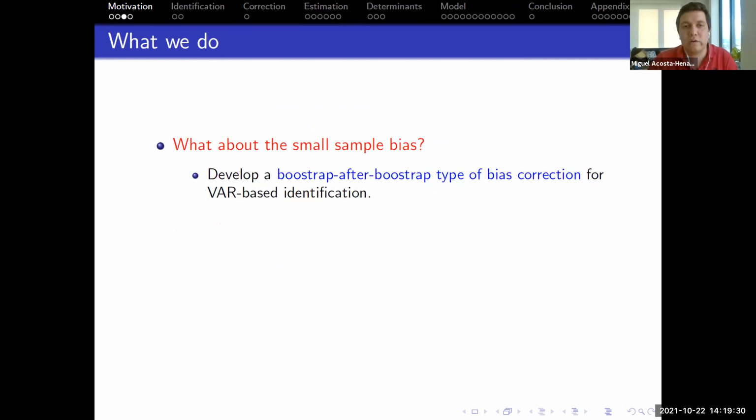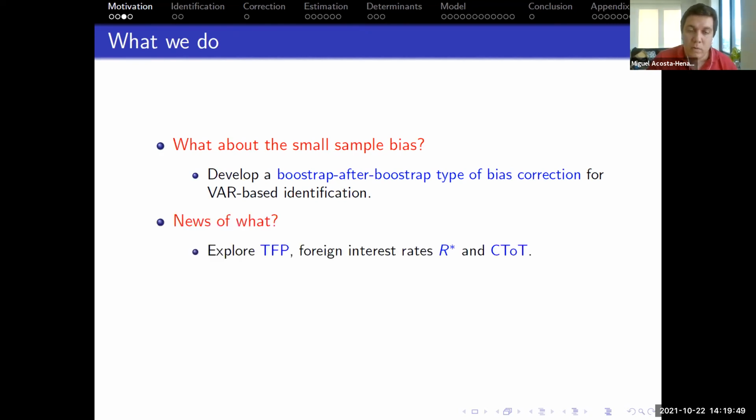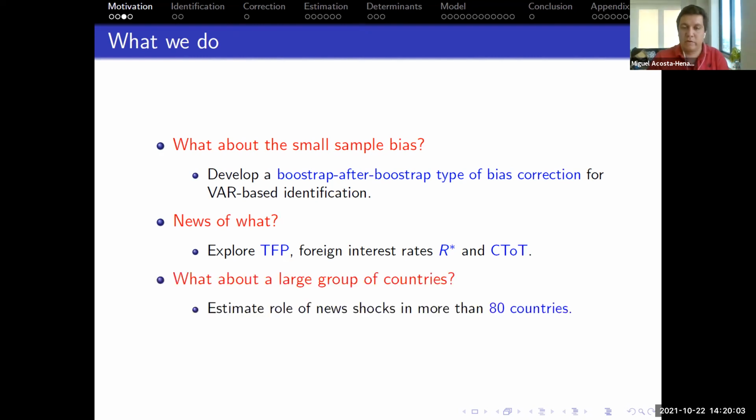So what we do here is that, regarding the small sample bias, we develop a bootstrap-after-bootstrap type of bias correction method. It's just an improvement of the standard bias correction methods that apply for VARs, but not so much for the VARs that we can apply in these news shock identification methods. We explore TFP news shocks using TFP from the Penn World Tables, but also shocks to foreign interest rates and commodity terms of trade, which are drivers of the business cycles in small open economies that have been identified by previous literature.